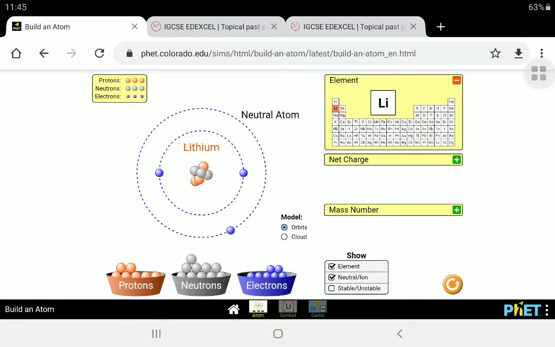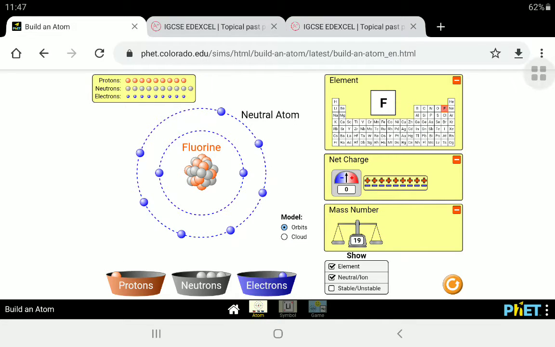Now, if I have a neutral atom of lithium, and then I remove 1 electron from this lithium atom, you can see now the charge becomes positive. So it is the same as hydrogen, and it also applies for all atoms. When you remove an electron from a neutral atom, it will always become positive.